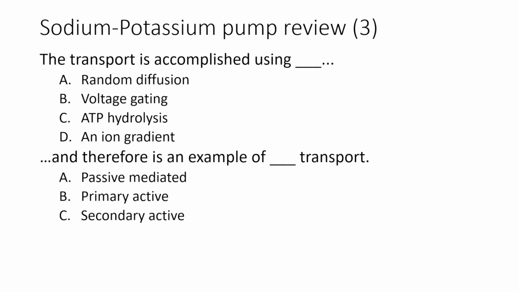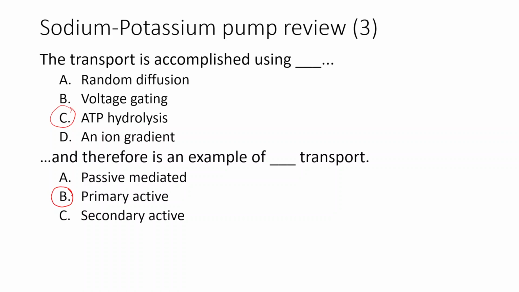So, how does this transport happen? Is it random diffusion, voltage gating, ATP hydrolysis, or an ion gradient? Yeah, exactly. So we're using ATP hydrolysis. So that makes it what kind of transport? Yeah, primary active transport. So the sodium-potassium pump is itself hydrolyzing ATP to accomplish this movement of ions. So it's active because we're using ATP hydrolysis, and it's primary because that pump itself is the one that's hydrolyzing the ATP to help move these ions.